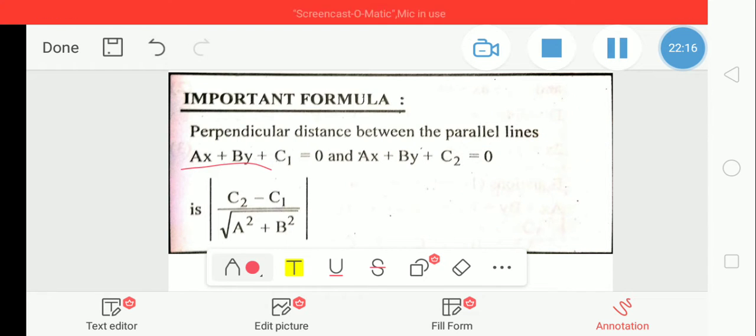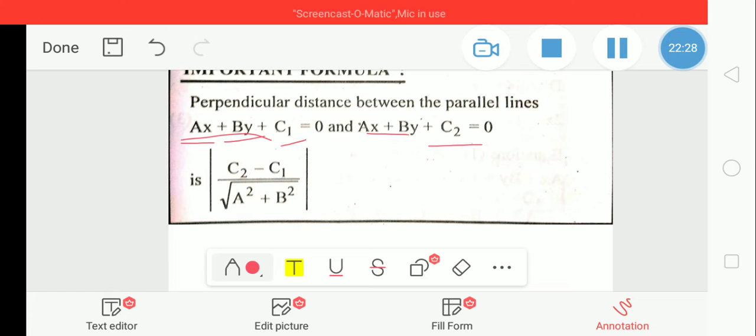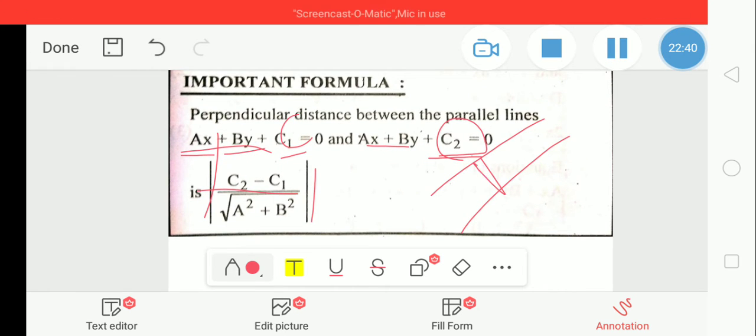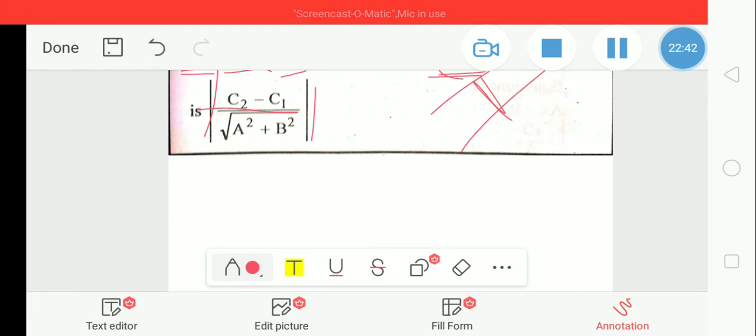Here line 1 is ax plus by plus c1 is equal to 0, and line 2 is ax plus by plus c2 is equal to 0. The distance is c2 minus c1, this one minus this one, divided by under root a square plus b square, in mod. So they give the distance between two parallel lines.